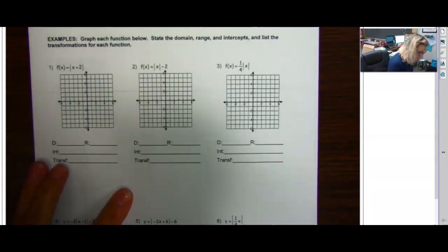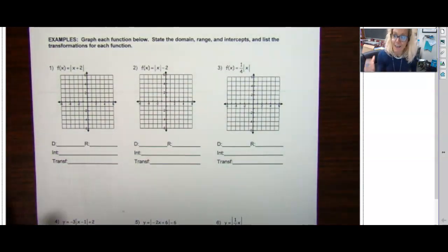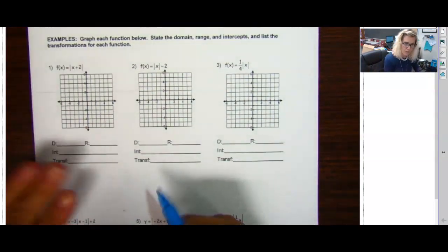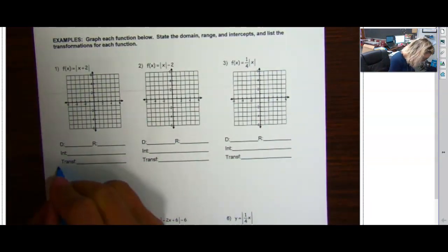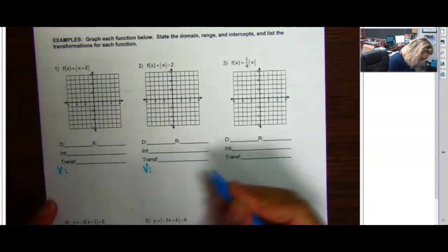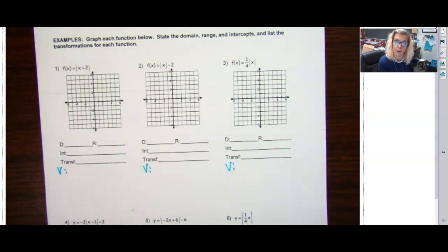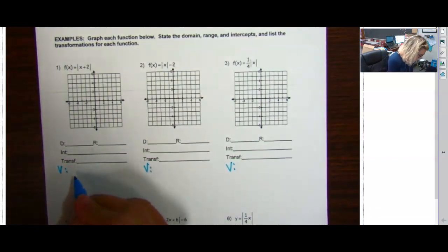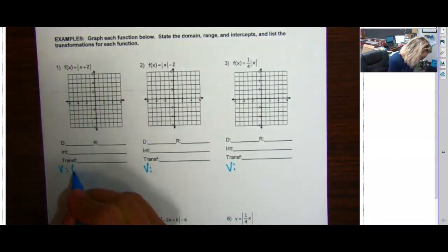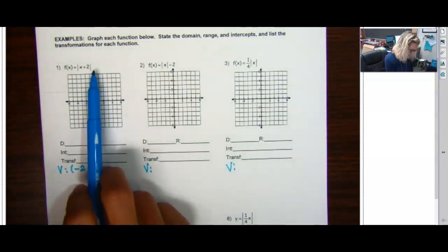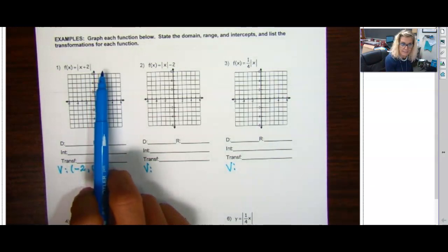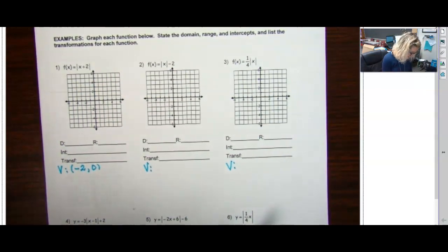So remember, we really want to identify the vertex. Everything starts with a vertex. So even though I don't have a vertex labeled here, I'm going to go ahead and make sure that I label all of those for my graphs. So the vertex here is going to be at -2, 0. And I know that's 0 because I don't have anything added or subtracted down here. So that's going to be the vertex.